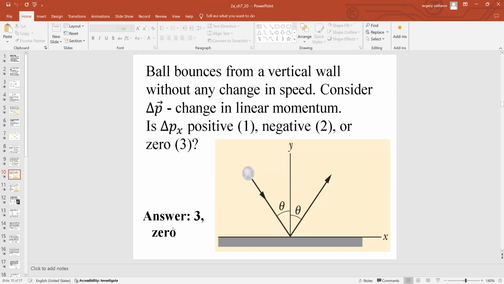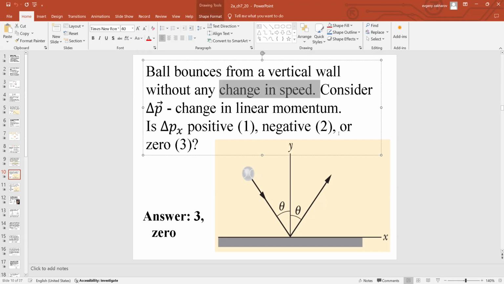Let's take a look at this question. We have a ball bouncing from a vertical wall with no change in speed. Be careful, see how there is a change in velocity, but it says no change in speed. That means magnitude is the same. So what is the change in momentum onto x-axis?